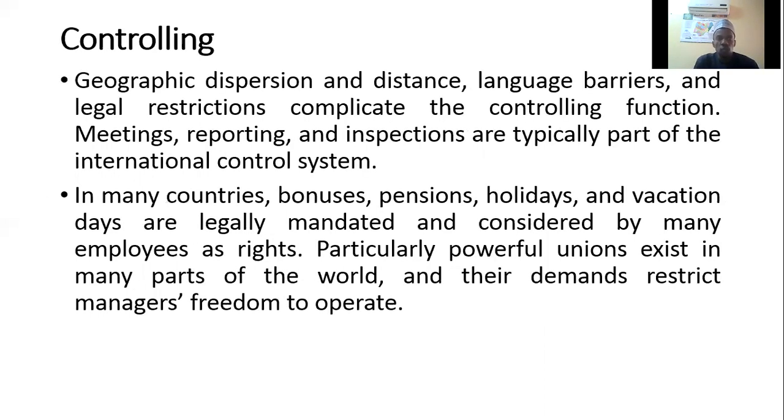Then controlling. Geographic dispersion and distance, language barriers, and legal restrictions complicate the controlling function. Meetings, reporting, and inspections are typically part of the international control system. In many countries, bonuses, pensions, holidays, and vacation days are legally mandated and considered by many employees as rights. You understand? Particularly powerful unions exist in many parts of the world, and their demands restrict managers' freedom to operate. So you have to have knowledge of all this in a country of your interest so that you can operate effectively. Otherwise, you will have issues with the workers' union.